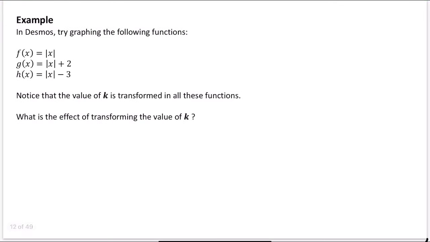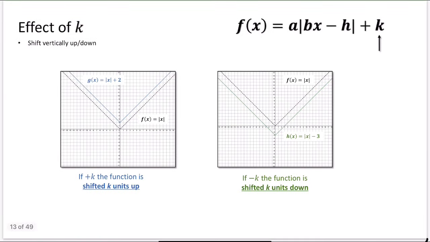So now let's try graphing these functions. Let's graph the absolute value of x, the absolute value of x plus 2, and the absolute value of x minus 3. Notice that here I'm transforming the value of k. So let's think about what happens when you transform k in all of these functions. So k is going to shift the graph up or down. Okay, so if we have the absolute value of x plus 2, my graph is going to go up 2. And then if we have the absolute value of x minus 3, the graph is going to go down 3. Okay, so plus k is going up, minus k is going down.